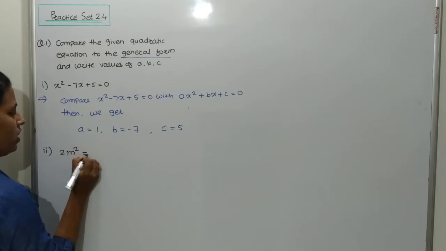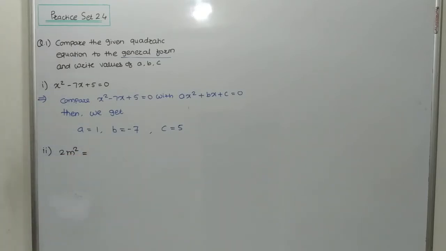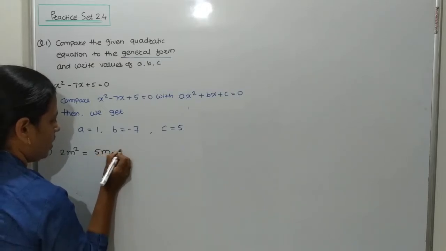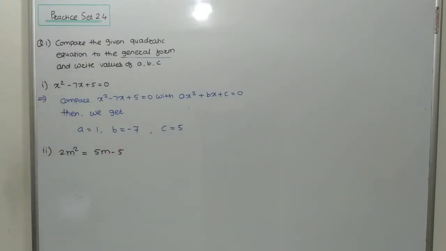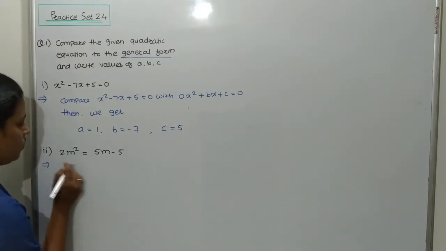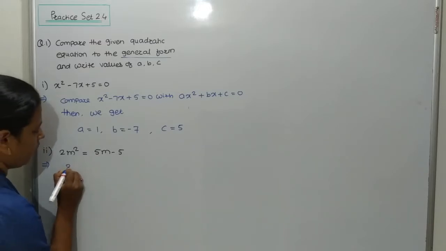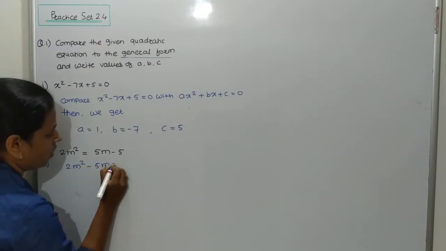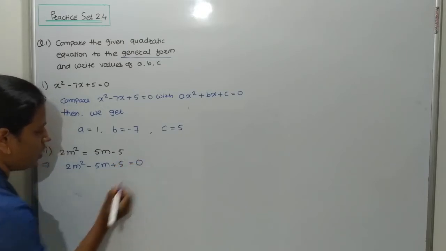Now next question, 2m square is equal to 5m minus 5. So how to solve this? First of all, rearrange this equation. That means we have to change the side of this term. So we have to get here 2m square minus 5m plus 5 is equal to 0.